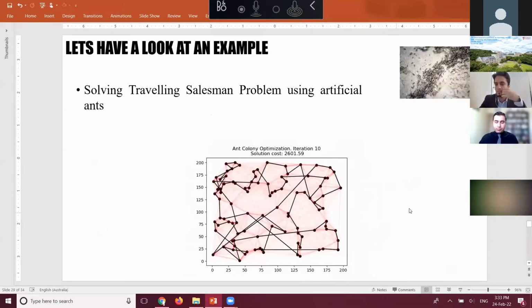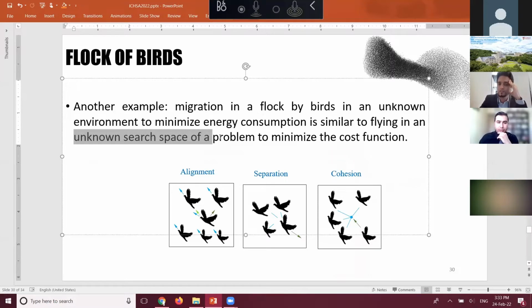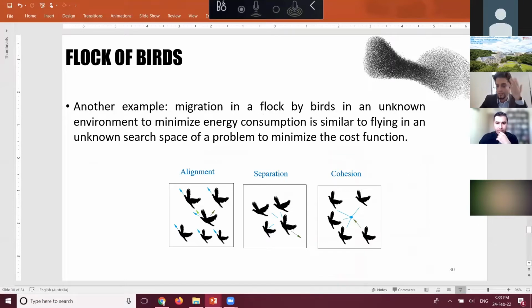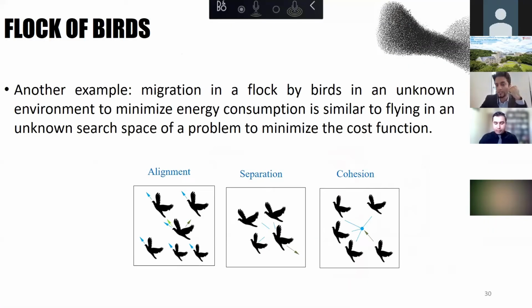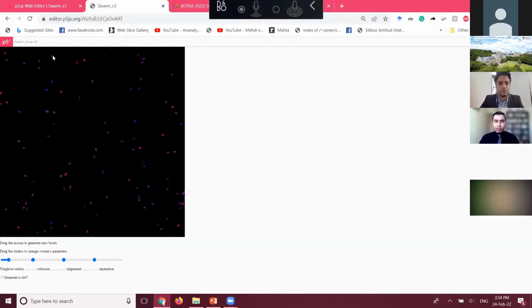The other example is migration in a flock of birds in an unknown environment. They do that to minimize their energy consumption, which is similar to flying in an unknown search space of a problem to minimize the cost function. And we know that there are a lot of algorithms based on these principles that are able to effectively solve problems. Obviously, this is not purely based on those governing rules, but I can quickly show you a demo that shows how those simple rules can cause very complex behaviors.